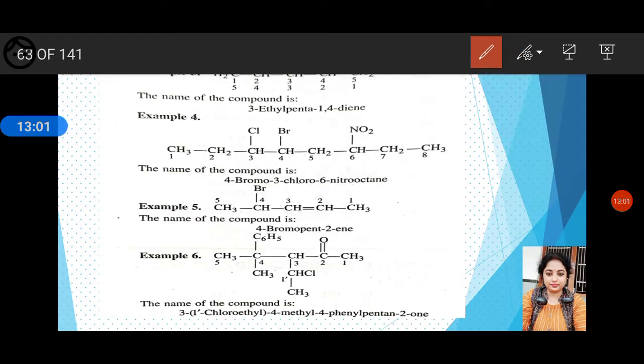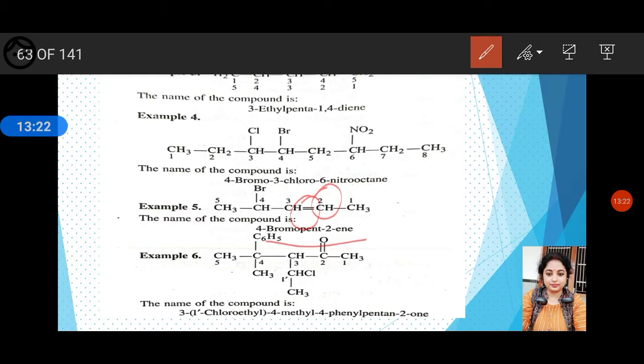Now let's write the name. 5 carbon, so your root word will be pent. 1 branch is on fourth carbon: 4 bromo pent. On the second position, double bond is there, so 2 ene. 4 bromo pent 2 ene.